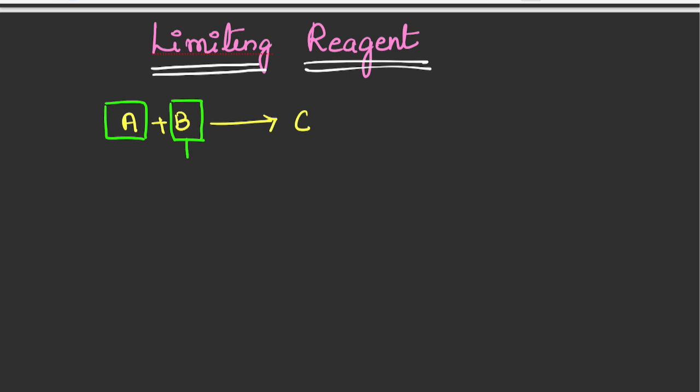So suppose B is taken in small quantity. I'll write this B, if it is taken in small quantity or least amount. So whichever reactant is taken in least amount, that is called the limiting reagent. So this B will be the limiting reagent.